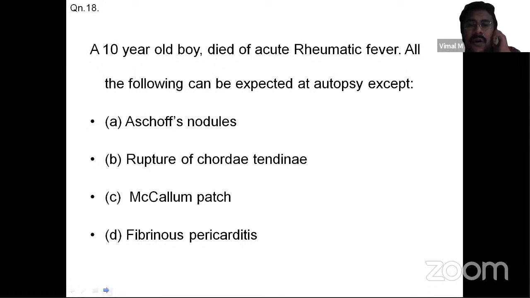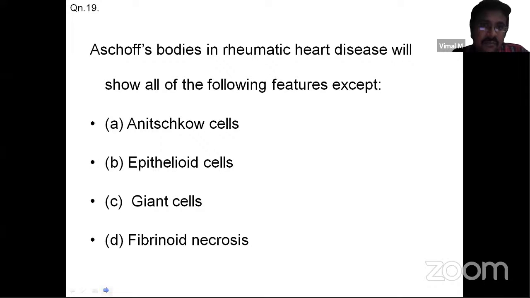A 10-year-old boy died of acute rheumatic fever. All the following can be expected at autopsy except Ashcroft nodules, rupture of chorda tendineae, metallum patch, fibrinous pericarditis. The other question: Ashcroft bodies in rheumatic heart disease will show all of the following features except Ashcroft cells, epithelioid cells, giant cells, fibrinoid necrosis.